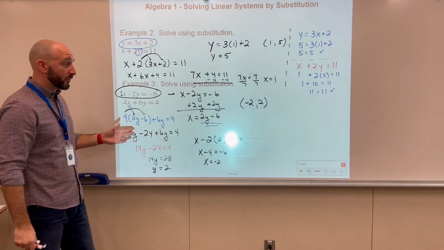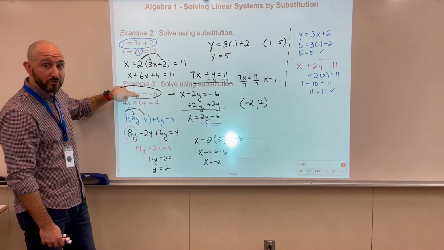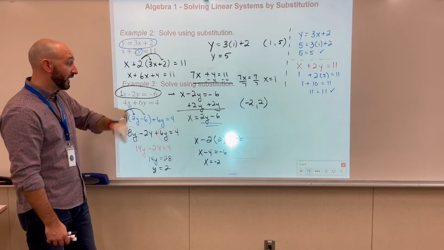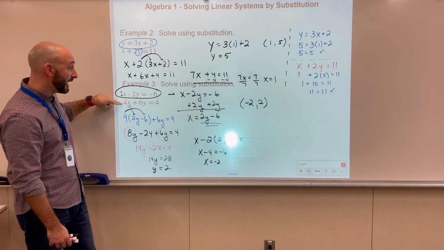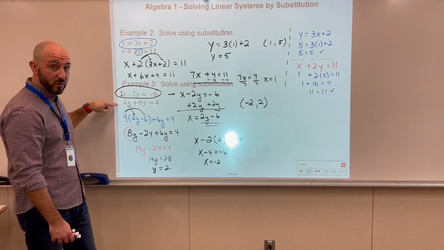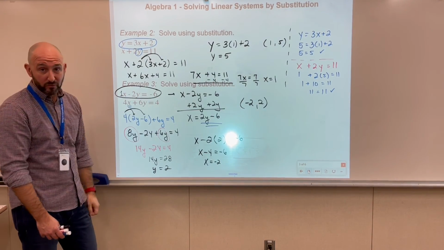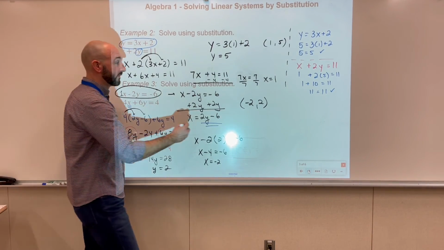Now, if we go through and check our answer, -2 minus 2 times 2 is -6, so -6 equals -6. That's 4 times -2 is -8. 6 times 2 is 12. -8 plus 12 equals 4. So that is indeed the solution to this system. Circle that.